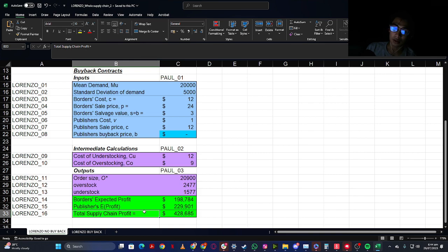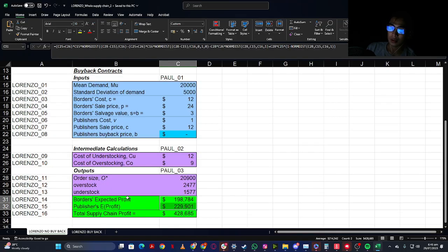And then the total supply chain profit will be around 428,685 if you add the two here. So Borders' expected profit together with the publisher's, 428,685. All right, so let's move on to scenario 2.